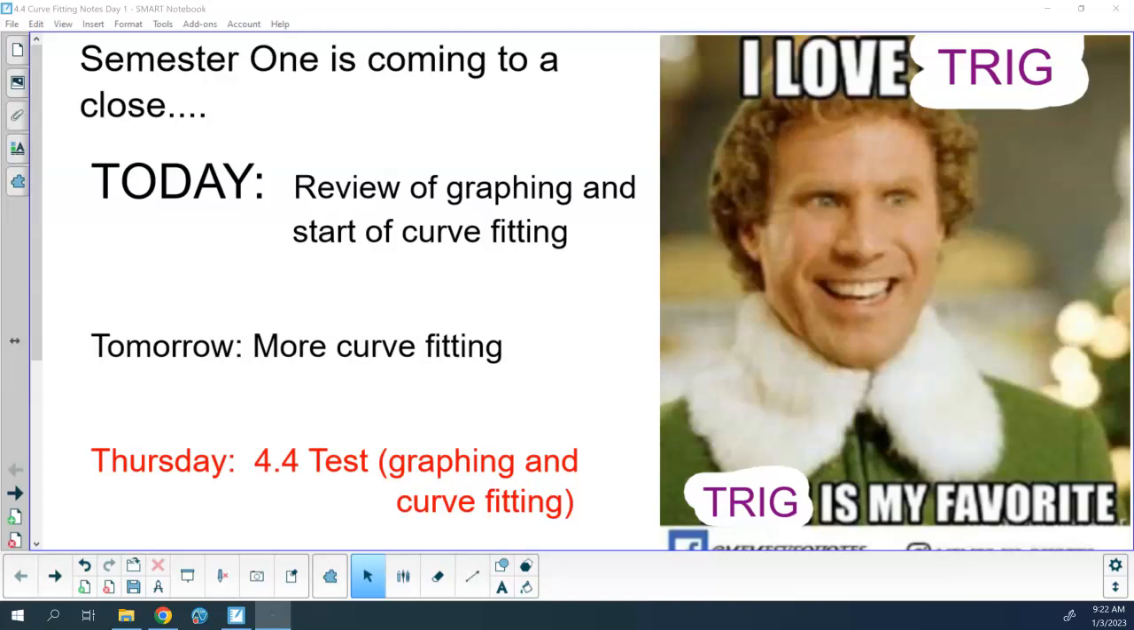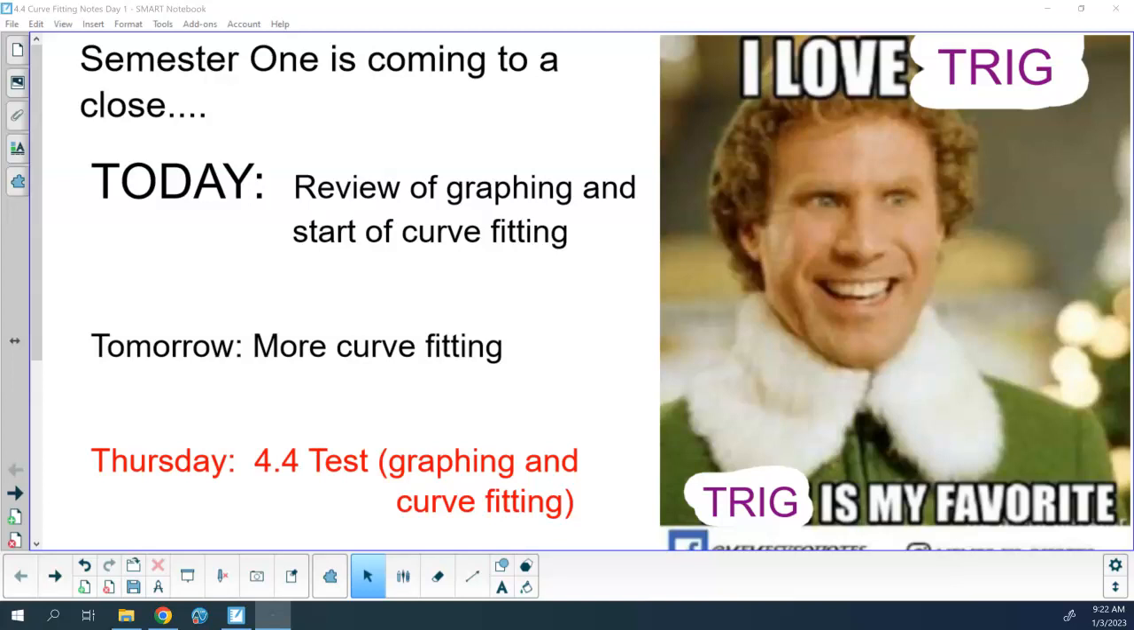Okay? So today we're going to review probably the first mod and a half-ish. Review graphing sine and cosine functions. Then we're going to start curve fit, which is basically graphing a sine and cosine function just in reverse. You're looking at the graph and you're getting the equation off of that. Tomorrow we're going to do some more curve fitting.